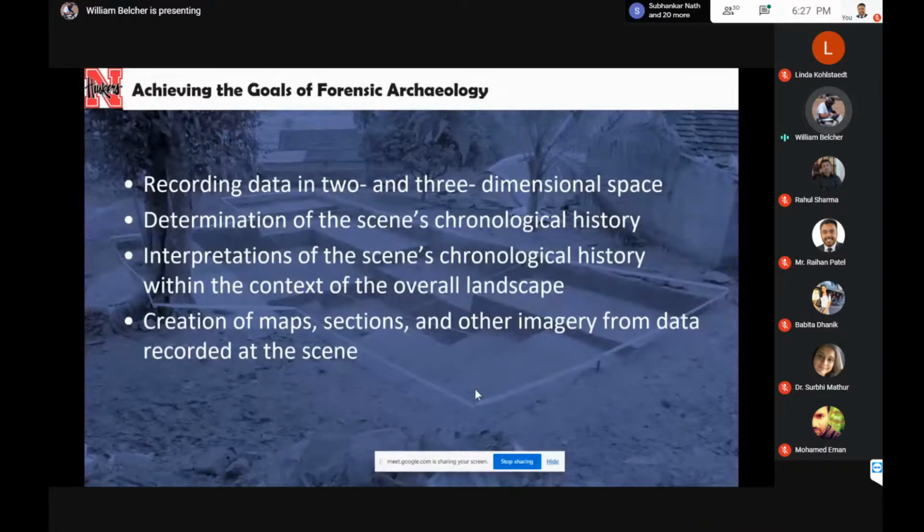And then we want to be able to create maps, section drawings, which I'll show you in a moment in a case study, and other imagery from data recorded at the scene. Like I said, the 3-dimensional data, maps, section or soil profiles, and all kinds of different notebooks and things like this that we can take. There's a lot of documentation, and one of the things I'm trying to do is to move some of the documentation I do into tablet PDF fillable forms that we can use in the field instead of writing in notebooks.